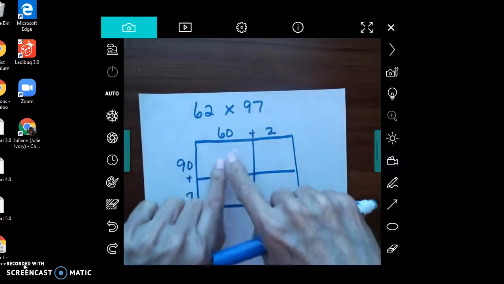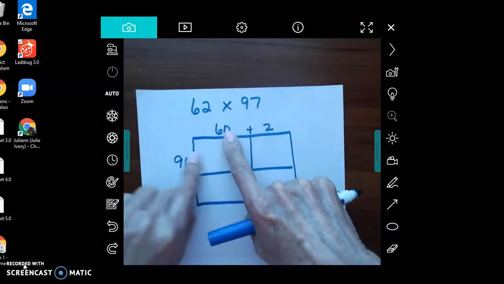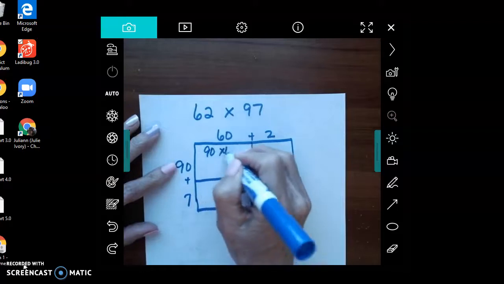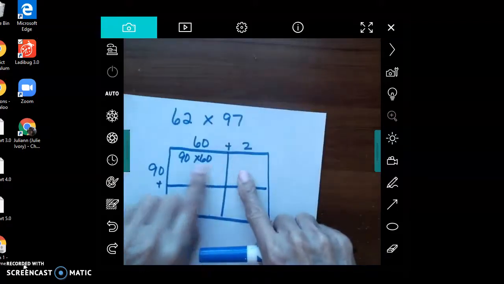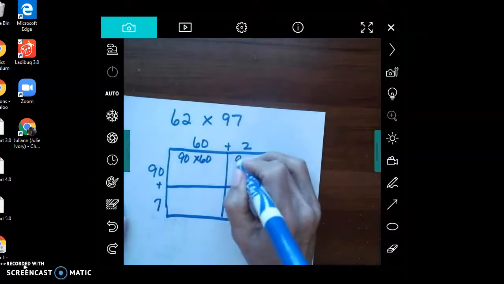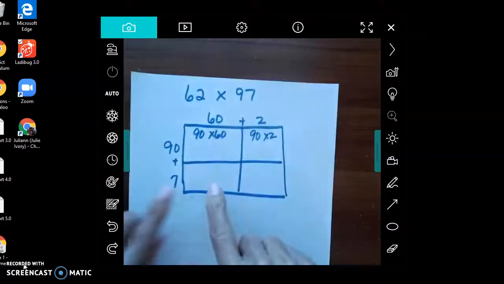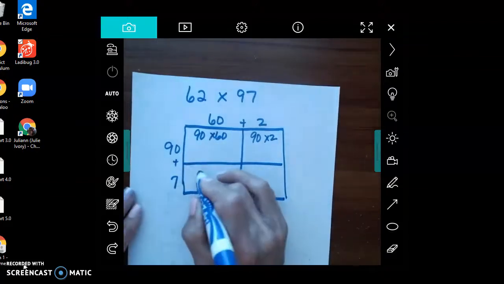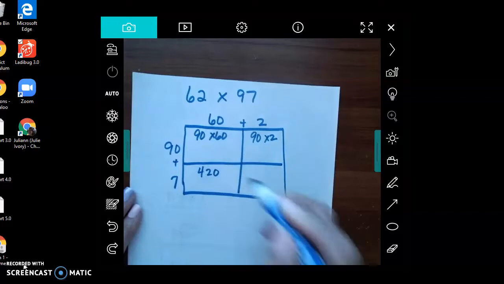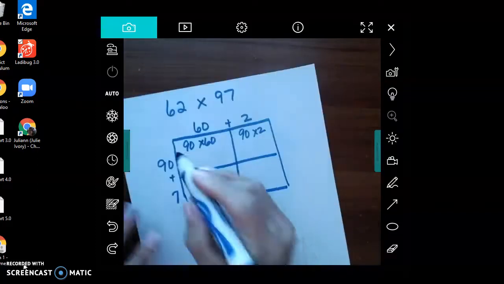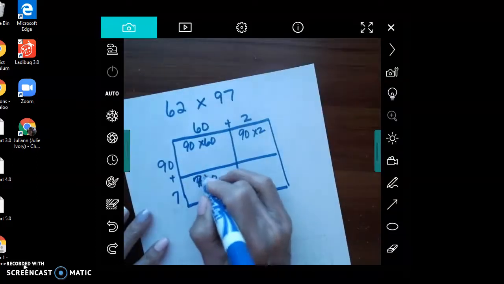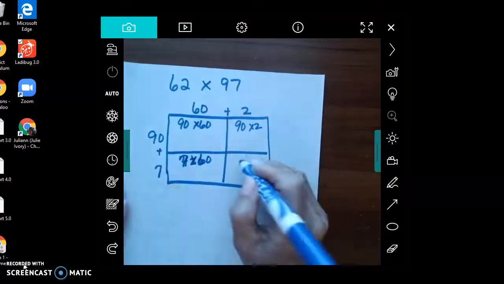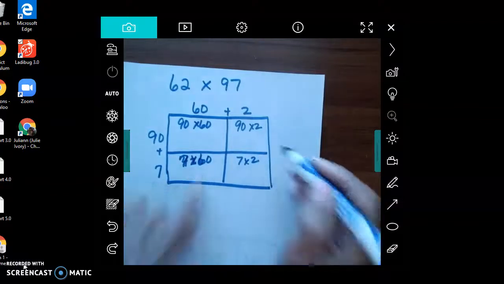All right. I'm going to put my 2 fingers in here, and this one goes up, this one goes to the left. So this is going to be 90 times 60. And then this one here will be 90 times 2. Do the same thing here. 7 times 60. Oops, messed up. I was supposed to write 7 times 60. And then over here, 7 times 2. So now we know what the answer to this one is, don't we?